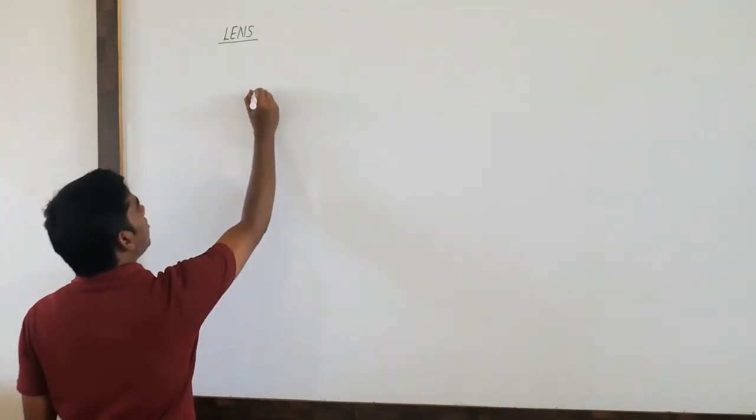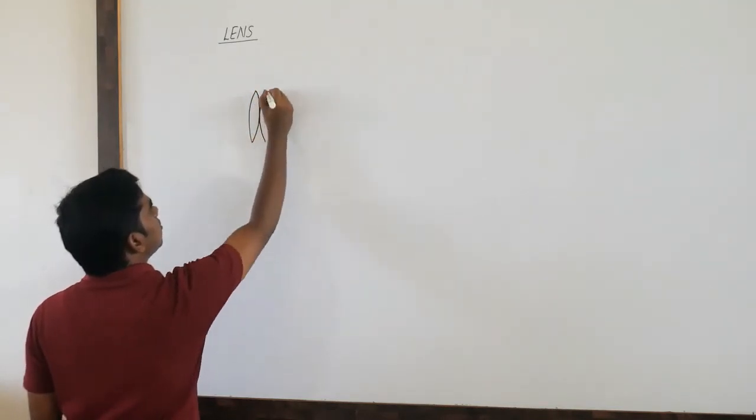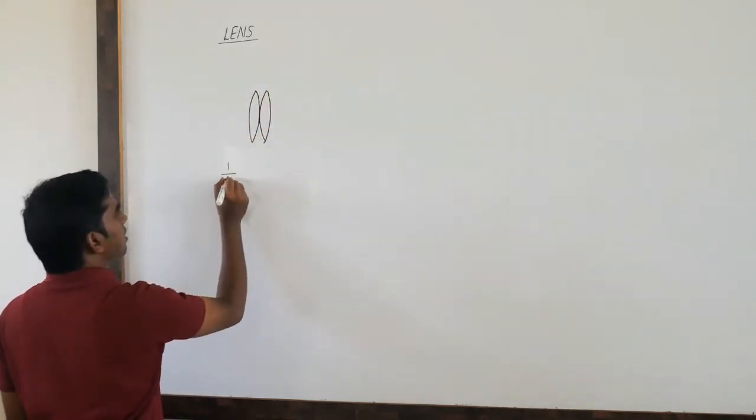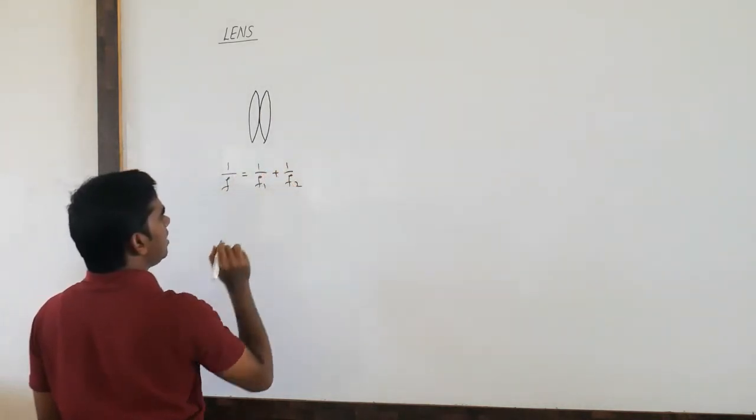So in the combination of two convex lenses, suppose you have two convex lenses, what we got is equivalent focal length as 1 by f equals 1 by f1 plus 1 by f2.